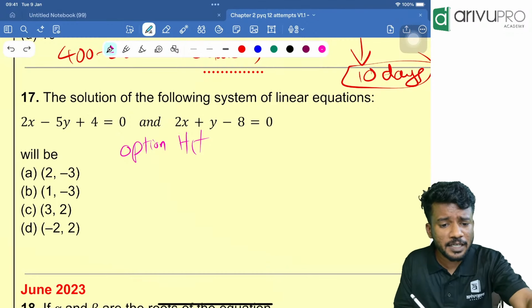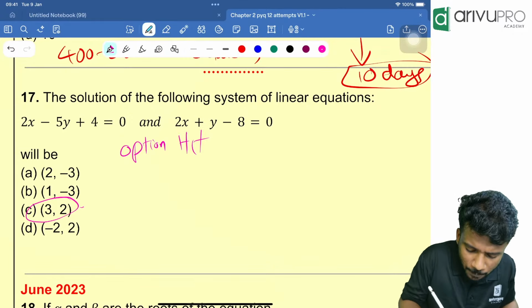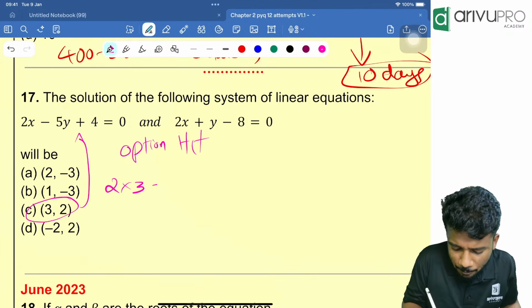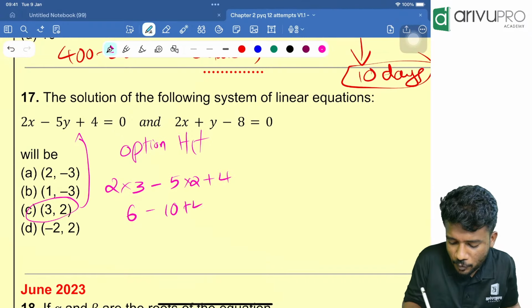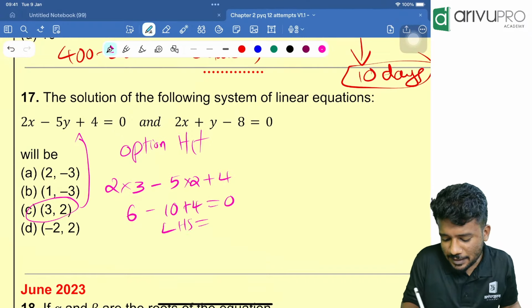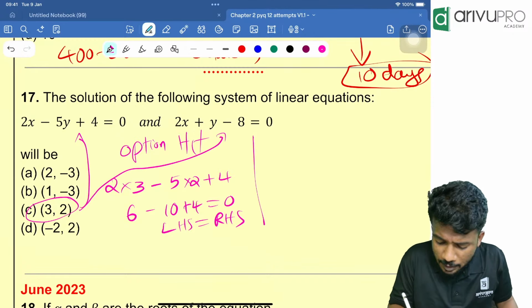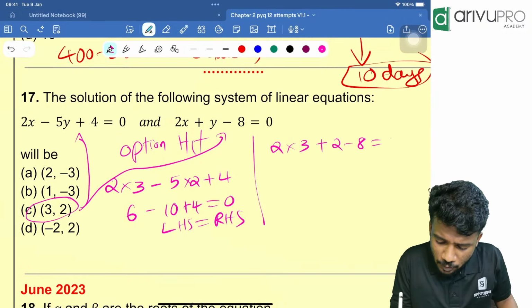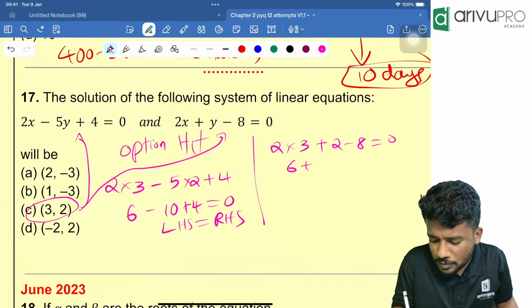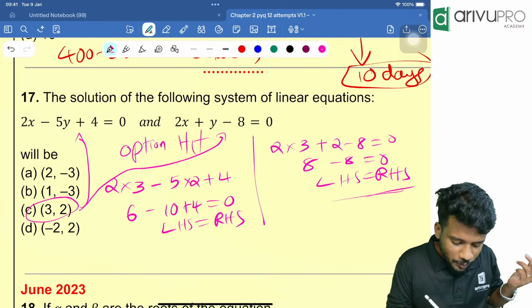One by one you try. Now which option should you try first? I think you should go for option C. Try in option C: 2 into 3 minus 5 into 2 plus 4. That is nothing but 6 minus 10 plus 4, which is equal to 0. That means LHS is equal to RHS. Then try it in the second equation: 2 into 3 plus 2 minus 8, which is equal to 0. We will check. 6 plus 2 minus 8. 6 plus 2 is how much? 8 minus 8, which is equal to 0. LHS is equal to RHS. So the answer is option C.